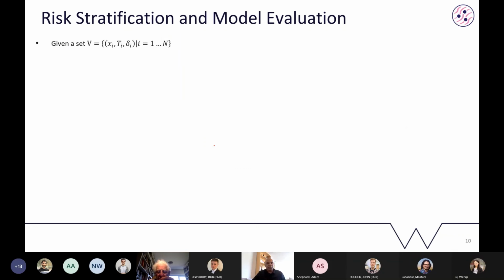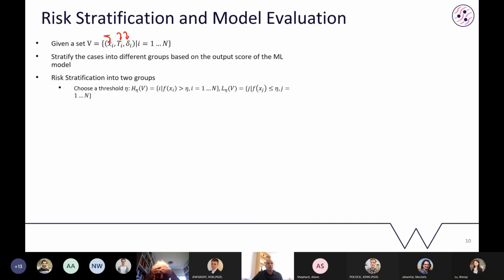If you can write a loss function, you should be able to transform any prediction model into a survival prediction model. The biggest problem is in risk stratification and model evaluation. Let's say you got a validation set for which you know the features, you know the time, and you know the events, and you want to evaluate how good or bad your model is. So first you want to stratify these cases into different groups based on the output of your machine learning model, so that, let's say, anything that is predicted below a certain threshold that I've defined as eta goes into the low category, and everything above that goes into the high category.